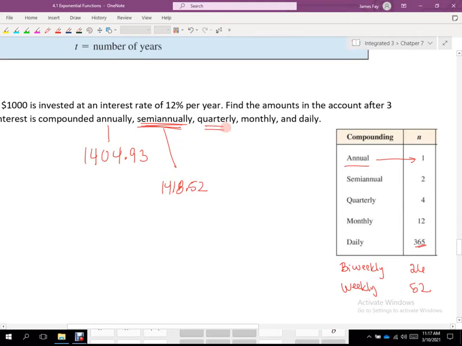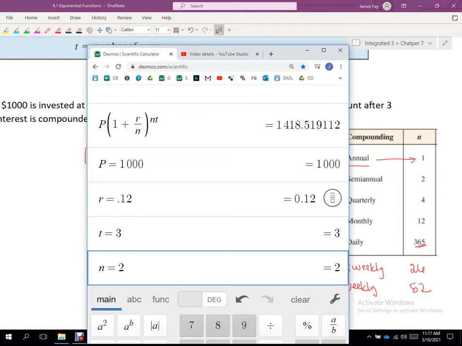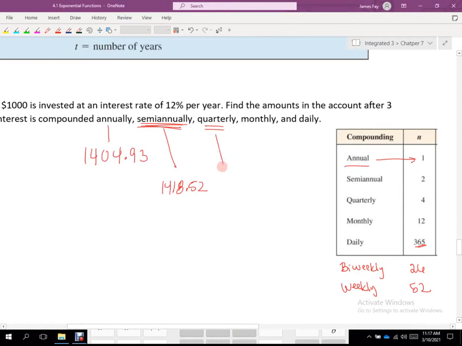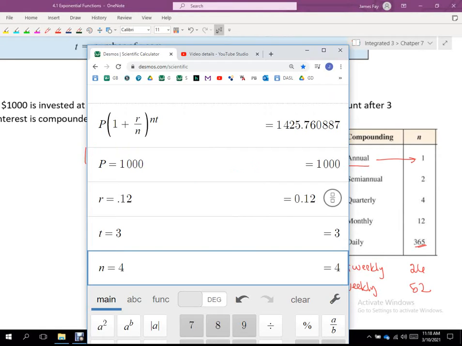Okay? If they do quarterly, quarterly would be every 3 months. That means n is 4. 1425.76. Okay, made more money, right? My money rolled itself over 12 times, 4 times 3 in that duration of 3 years. Monthly, now my money is going to roll itself over 36 times. So n, when it's monthly, is 12. 1430.77.